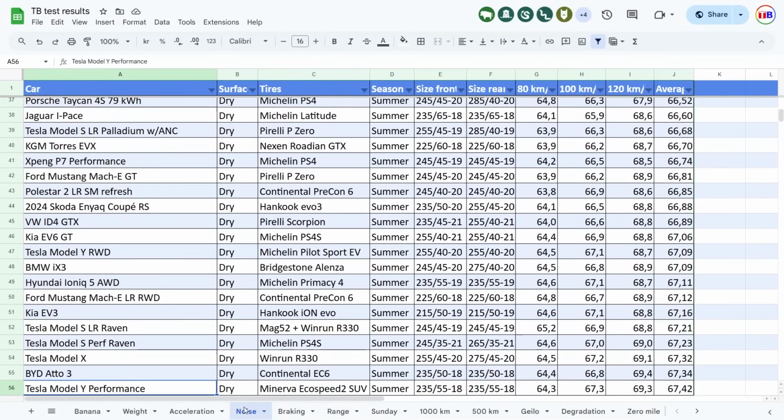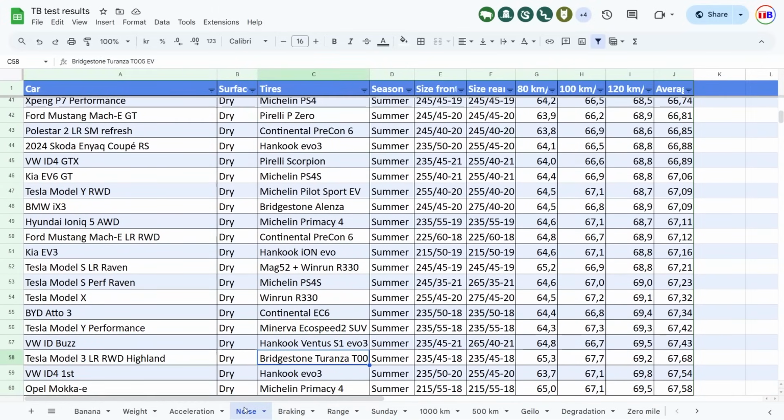Let me see, where was it again? Here. Maybe because of Bridgestone Turanza, so maybe they're very efficient. There are some EV tires, but not that quiet.